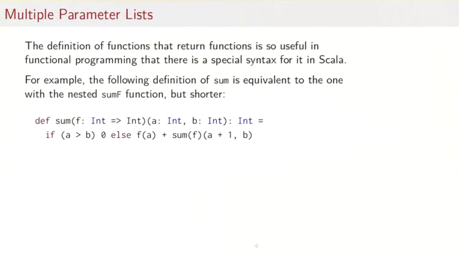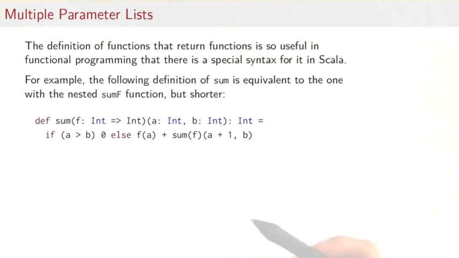So here's another piece of syntactic sugar. The definition of functions that return functions is so useful in functional programming that we have a special syntax for it in Scala. So the previous definition of sum actually can be written shorter like that. We can just combine the two parameter lists of the outer function and the nested function and write them one after the other. We would say sum(f: Int => Int)(a: Int, b: Int), and the body of the sum function is very much like it was before.